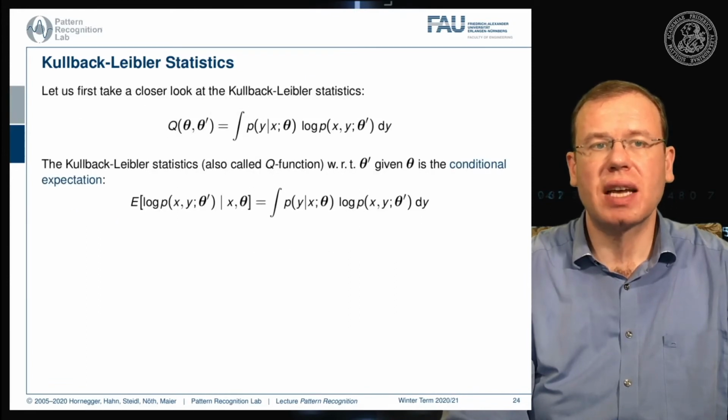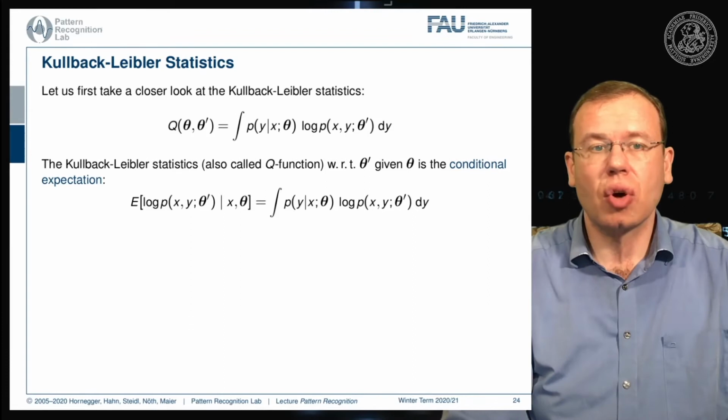Now let's first have a closer look at the Kullback-Leibler statistics. If we look at the statistics between theta and theta prime, and we write out the expression as in the above equation, then we can see that the Kullback-Leibler statistics, which are also called the Q function, with respect to theta prime and theta is nothing else than the conditional expectation of the log likelihood of the joint probability of x and y.